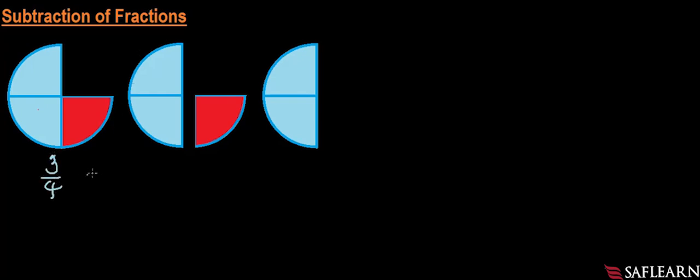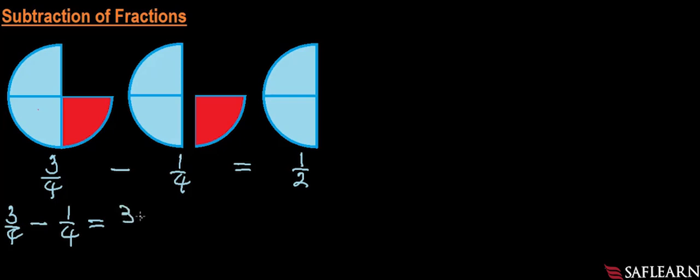3/4 minus 1/4 is equal to 1/2. Now this is exactly the same thing as 3/4 minus 1/4, which is 3 minus 1 over 4, which is equal to 2/4, and 2/4 is the same thing as 1/2.